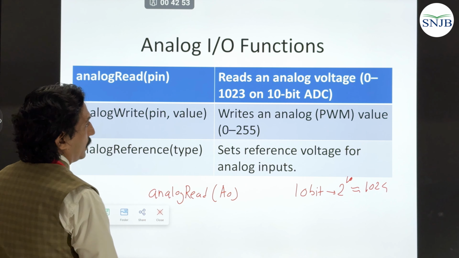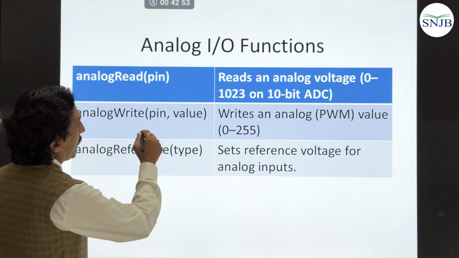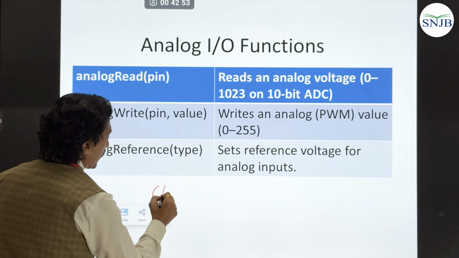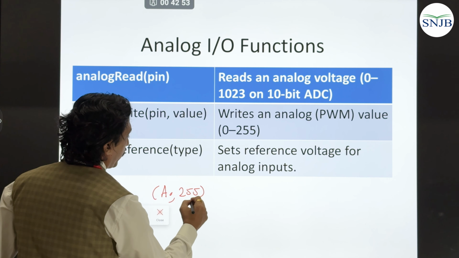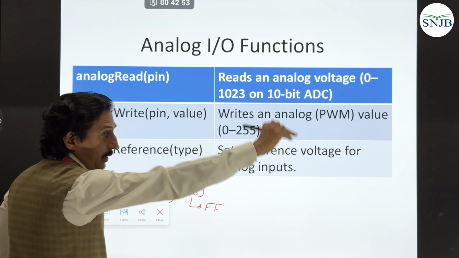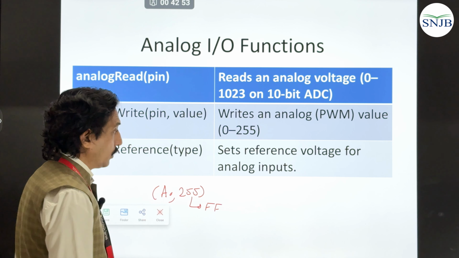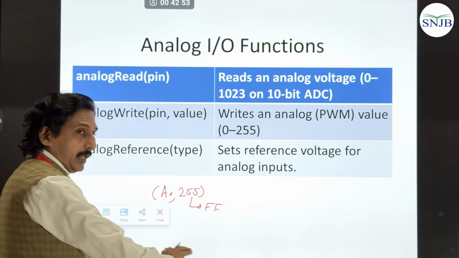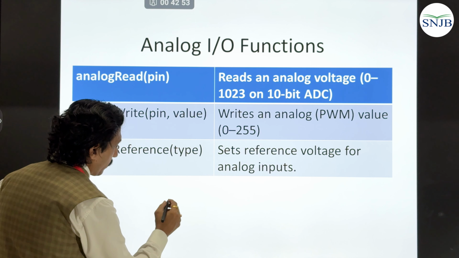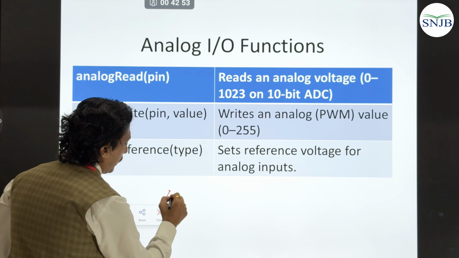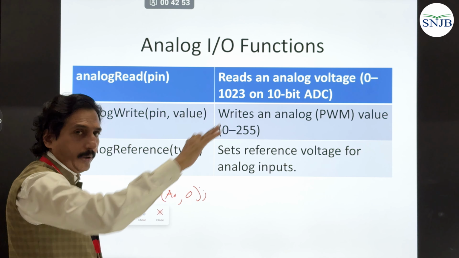Next is analogWrite. This is pulse width modulation. analogWrite means you can write on a particular pin, for example A0, a value, say 255, which is FF, and it is converted into an analog voltage. If I write 255, then the maximum voltage is going to pass. If I write analogWrite on A0 with value 0, then 0 voltage is going to be transferred.